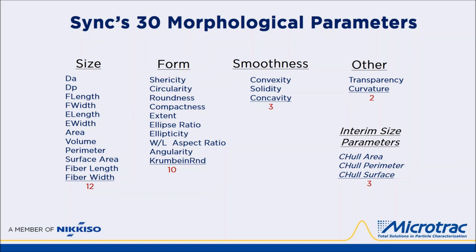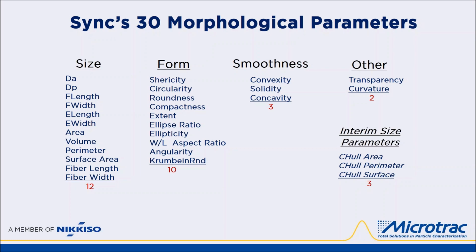Form factors include 10 different parameters that indicate how closely the particle is to being a perfect sphere, or various aspect ratios or elongations of the particle. Surface smoothness parameters are just that. 3 different parameters can indicate the texture of the particle surface.